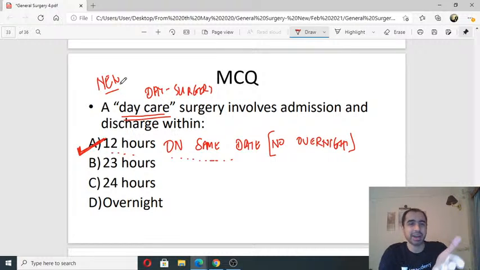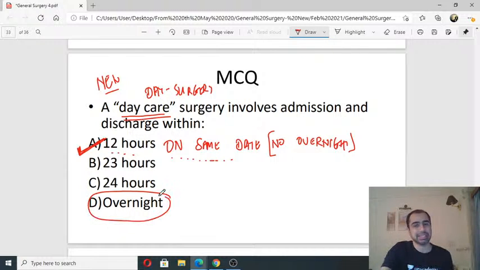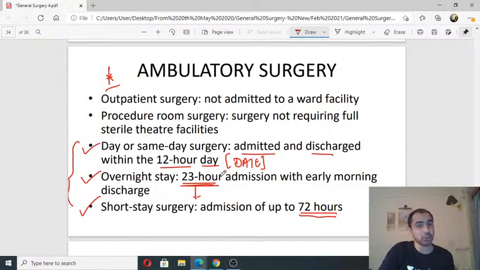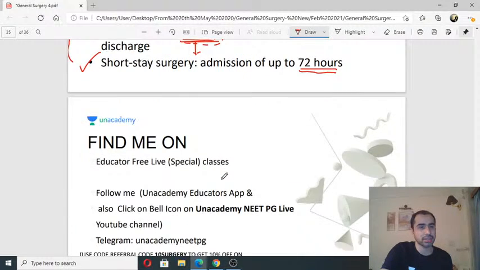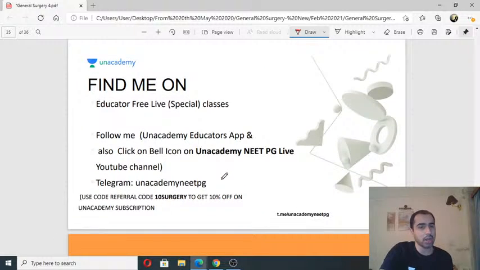You will say, sir, 12 घंटे के अंदर discharge हो गया. Day surgery. It's not day surgery. It should be on the same date. If he stays overnight, it's called overnight surgery. And overnight should also be within 23 hours. If it's more than 23 hours, up to 3 days, it is called short stay surgery. Okay, are we very clear on this? No doubt at all, I hope.